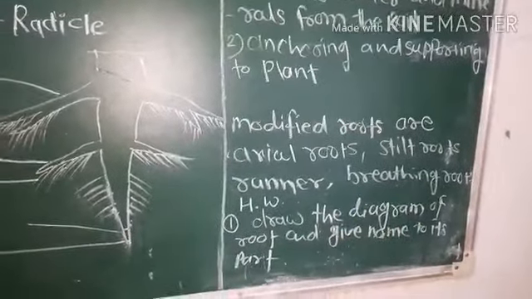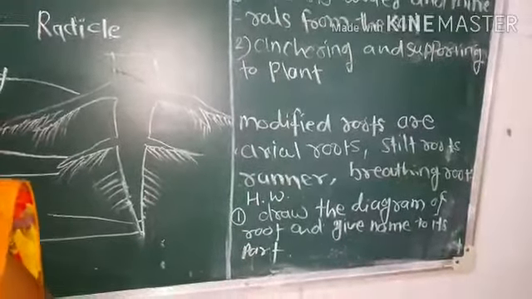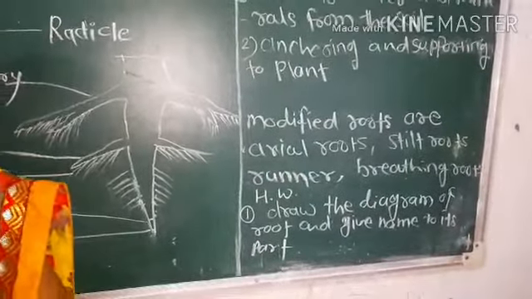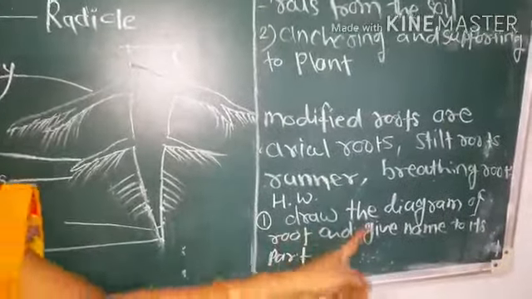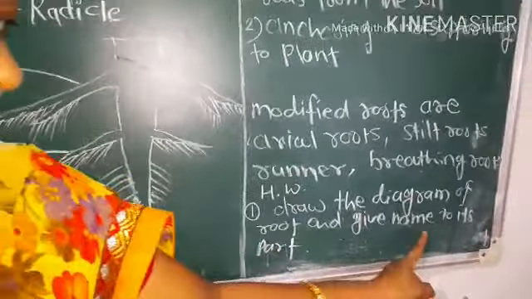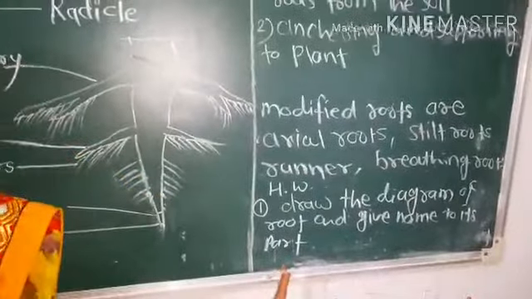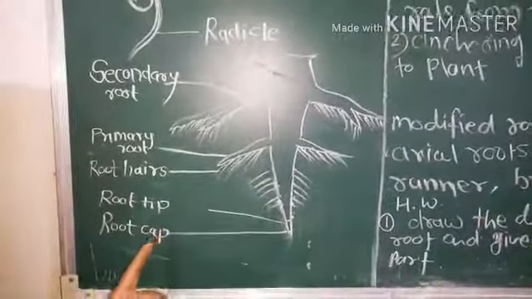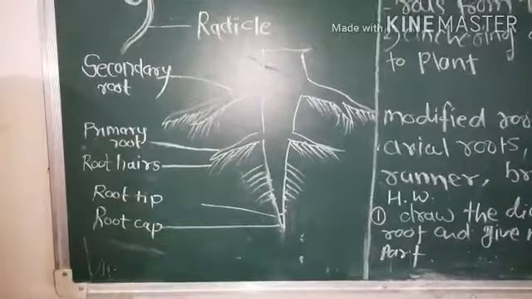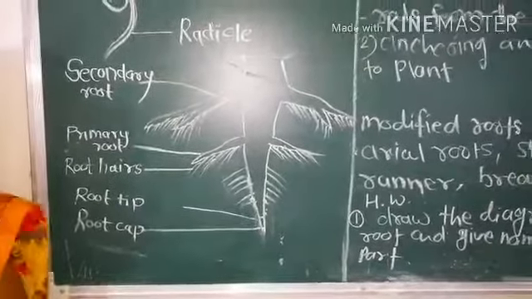So this is all about the root. So student, homework for you is to draw a diagram of the root and name its parts, and also study about the root tip, root hair and root cap. Okay.